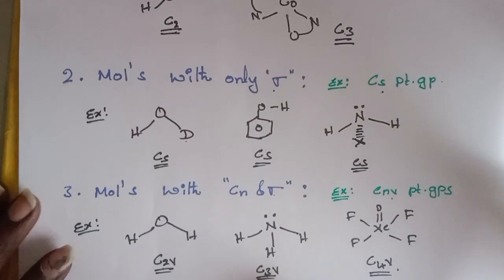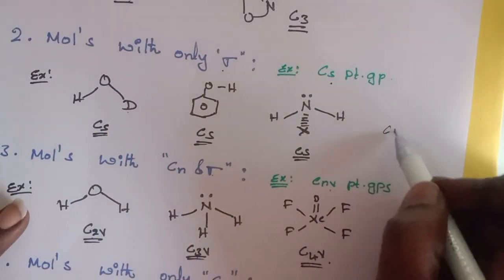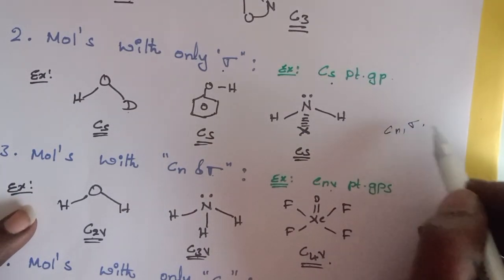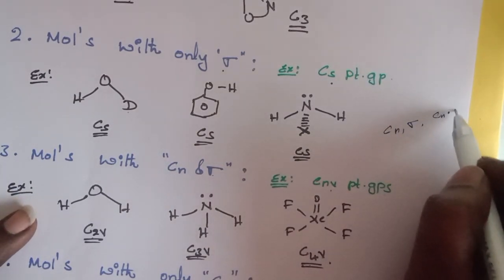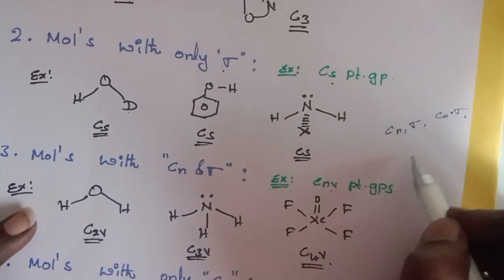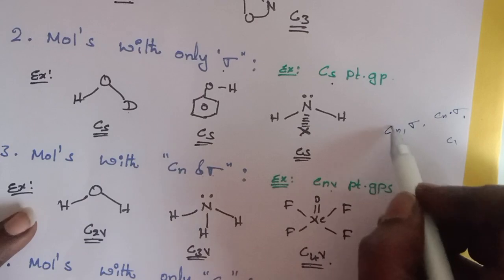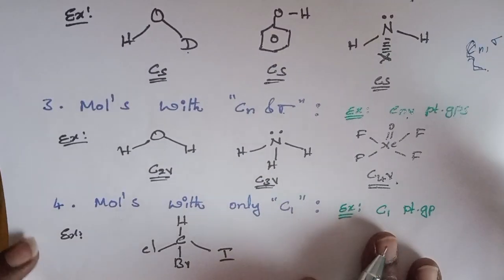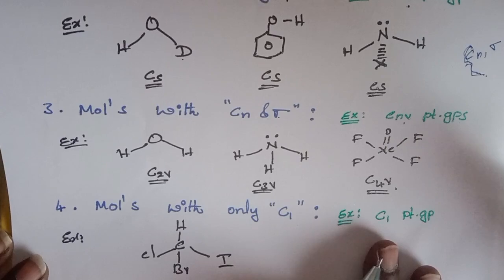So first, the molecules with Cn, next category molecules with sigma, next category Cn followed by sigma, and next category only the C1 point group. So molecules in these four types of point groups will have the permanent dipole moment.